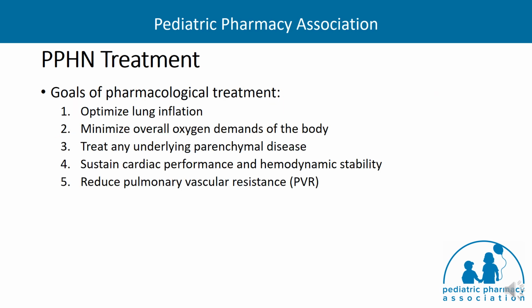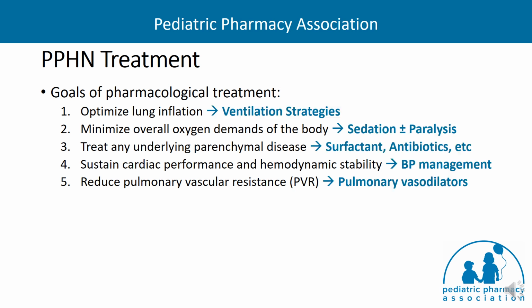So goals of pharmacological treatment in PPHN, there's several. The first is to optimize lung inflation. The next is to minimize overall oxygen demands of the body. Then we treat any underlying parenchymal disease. We sustain cardiac performance and hemodynamic stability. And lastly, reduce pulmonary vascular resistance, or PVR.